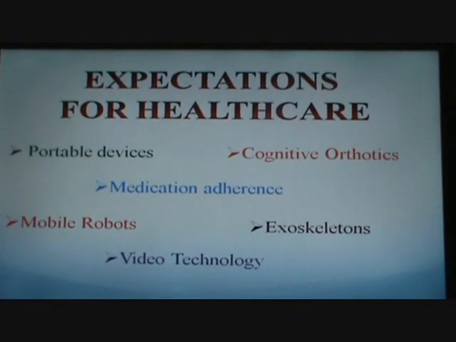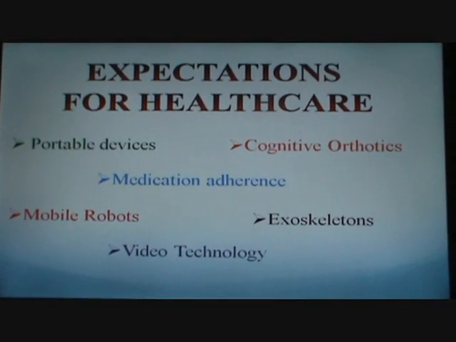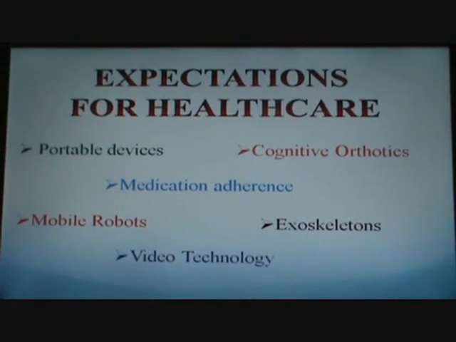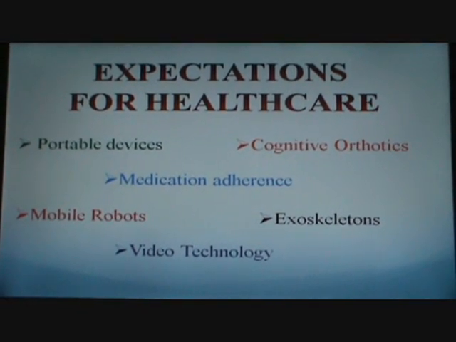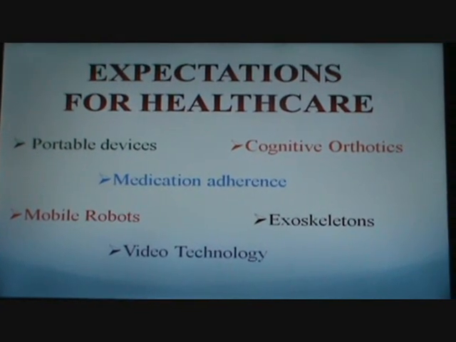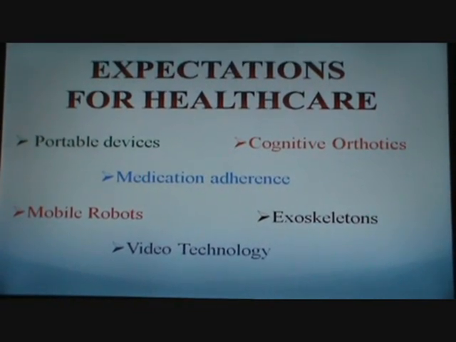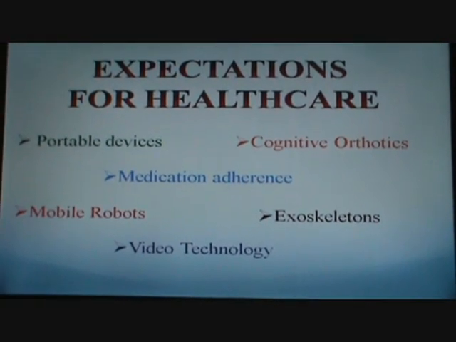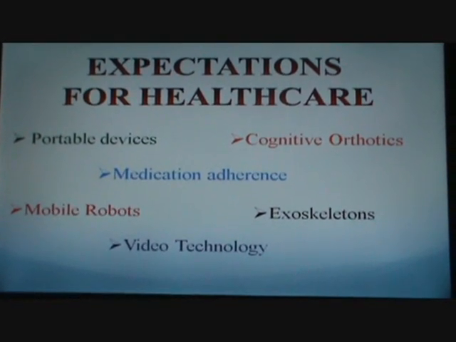Now, these are just different categories of the technology that can be seen in the future, and I'm going to talk about each one of them a little bit, along with some of the devices seen under that category. So we have portable devices, medication adherence, cognitive orthotics, mobile robots, video technology, and exoskeletons.